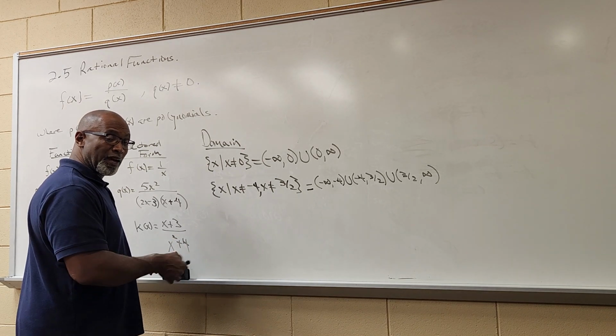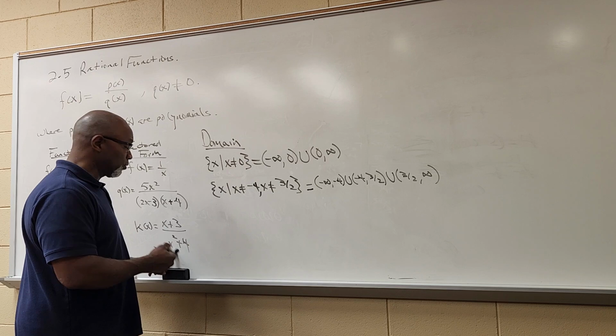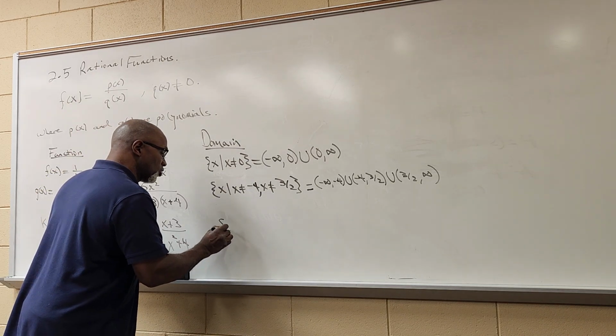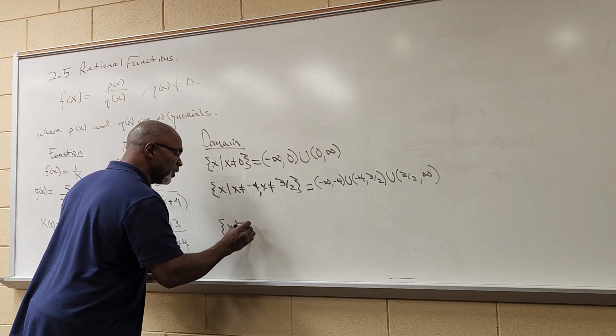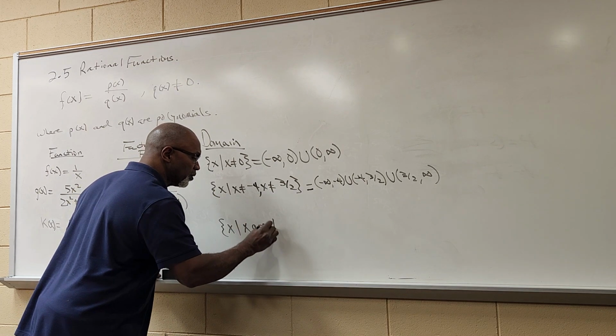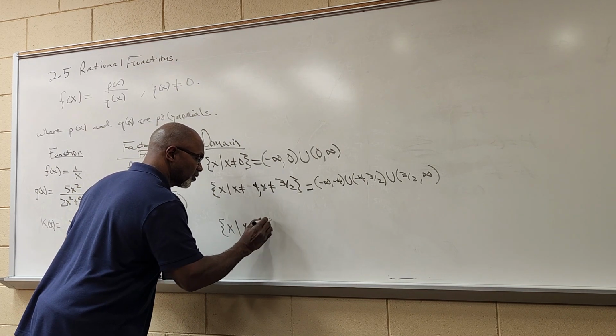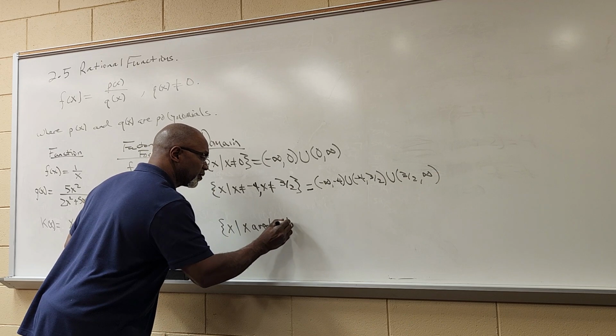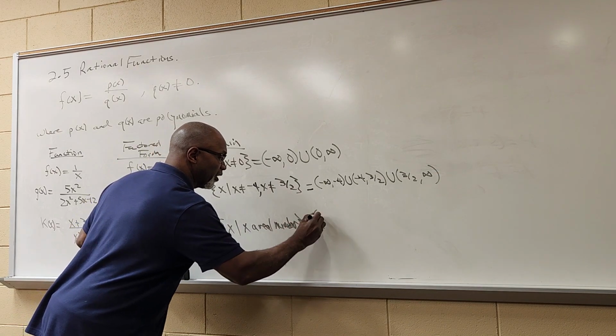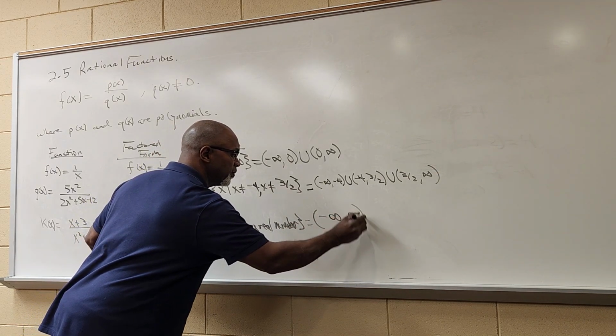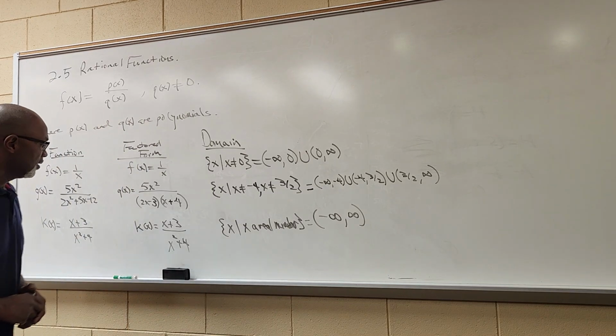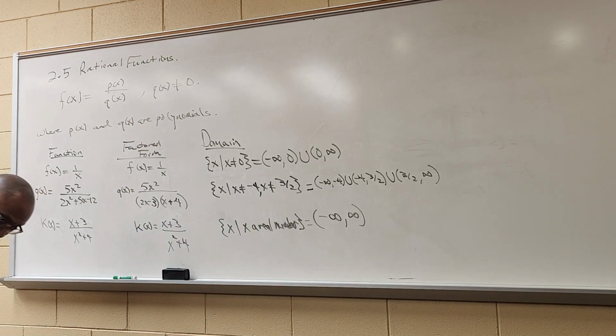So the domain for these rational functions was always everything except what made your denominator 0. So my domain would be all real numbers. X such that x is a real number. It's all real numbers, it's everything. The way I write that in interval form is negative infinity to infinity. So the domain of him is everything. So these are rational functions.